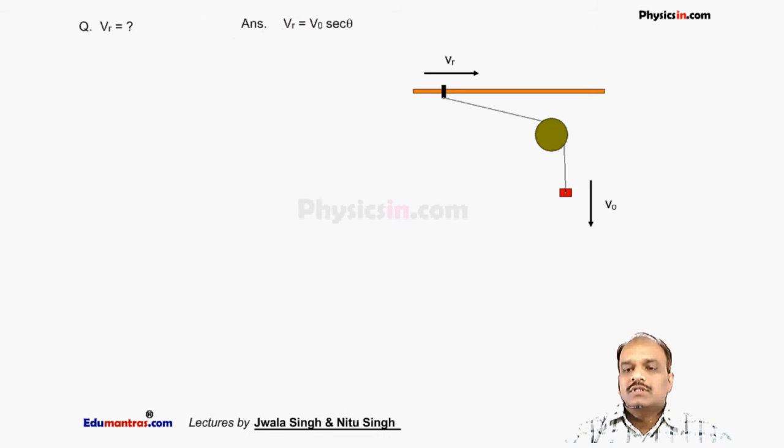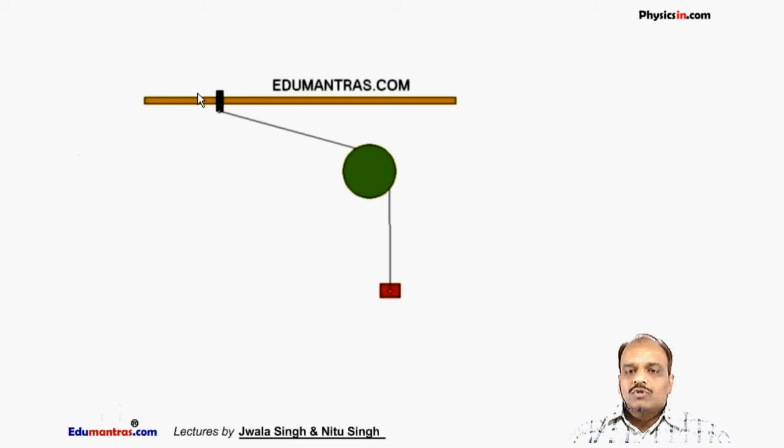Now suppose this is a horizontal rod which is fitted between two vertical walls. This is a ring which is free to move in the horizontal direction. This is a block A. If this block A is moving vertically downward, then we have to calculate the speed of this ring. Now block A is going downward with a speed V0. Now we will analyze this motion. Watch the motion of this ring and this block. If this block is going downward, this ring is moving horizontally like this.